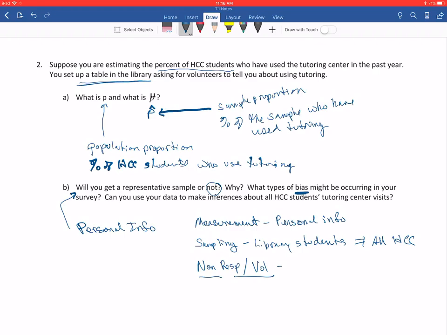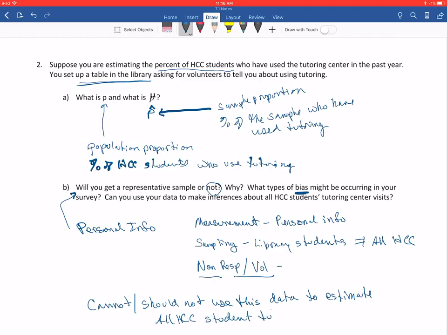Because of this, could we use this data to make inferences? Probably not. You cannot, or at least should not. You shouldn't use this data to estimate the all HCC student tutoring information, because I just don't think you're going to get true, trustworthy results.